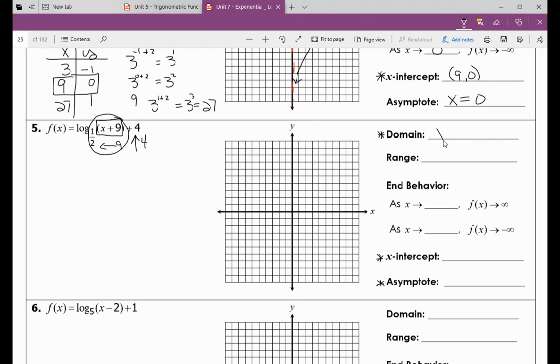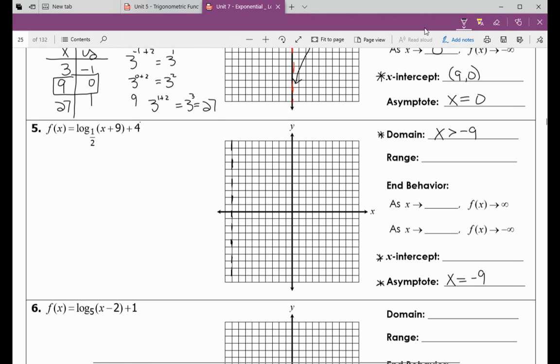So my domain is all numbers greater than -9 because we're moving to the left. That means my asymptote is at -9. So I'm going to come over 1, 2, 3, 4, 5, 6, 7, 8, 9, and I'm going to put my asymptote there. And everything I do, I'm going to graph to the right of that line. Okay? Now, I have to rewrite it before I can plug in my numbers.